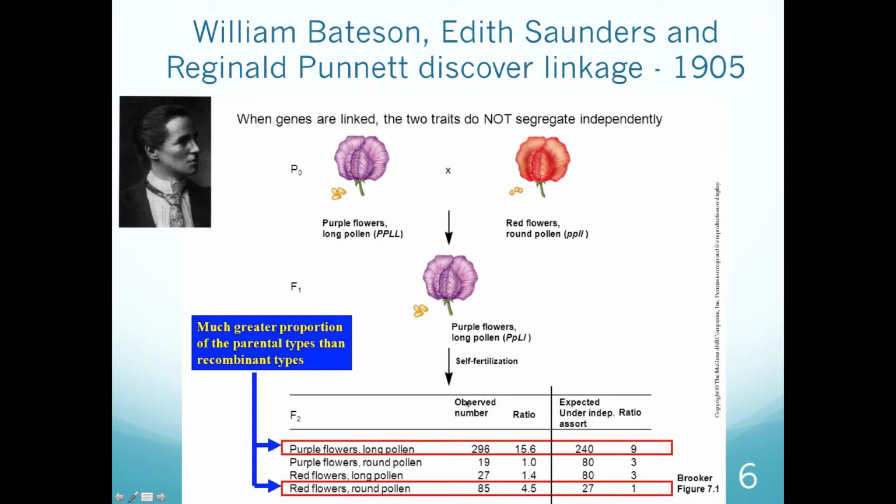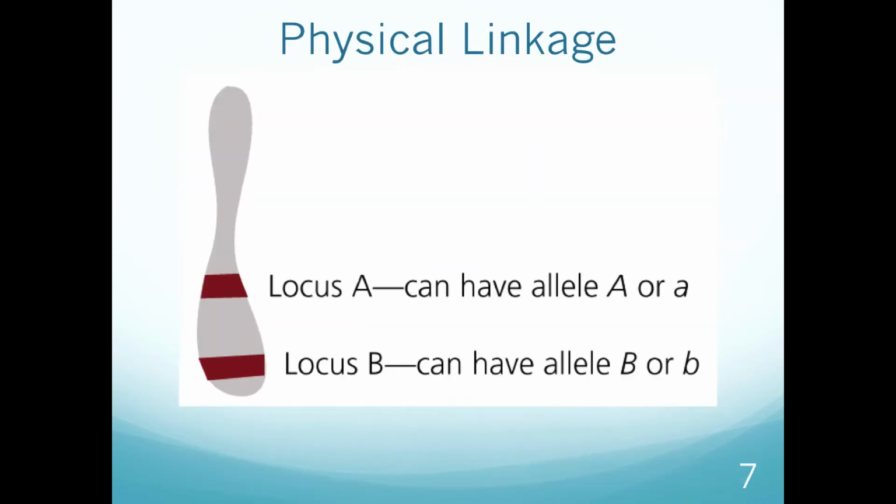And when they looked at the F2 hybrids, they found that the ratio of genotypes was not the 9:3:3:1 that they expected. Instead, they had excessively high numbers of individuals with purple flowers and long pollen, and excessively high numbers of individuals with red flowers and round pollen. So these two traits seemed to stick together. And from this, they devised the hypothesis that the two genes were somehow linked.